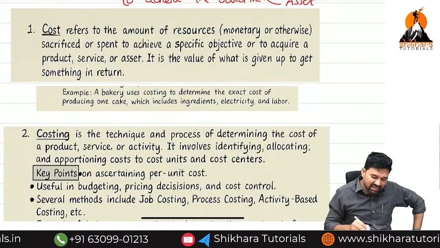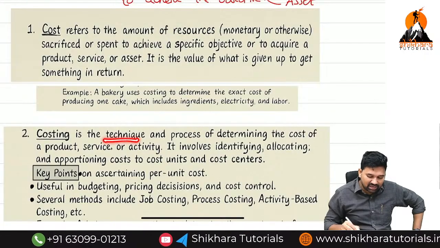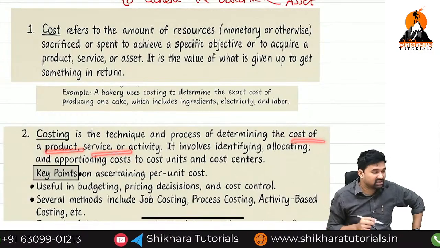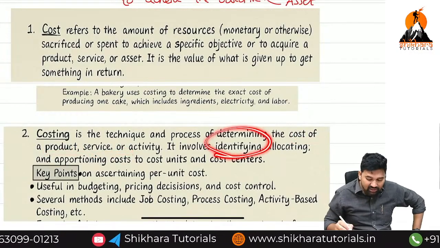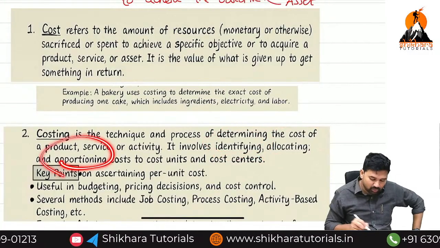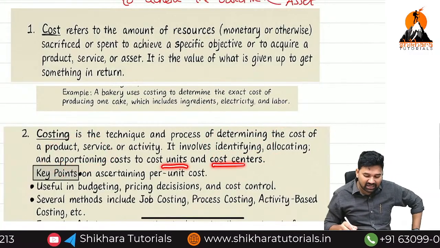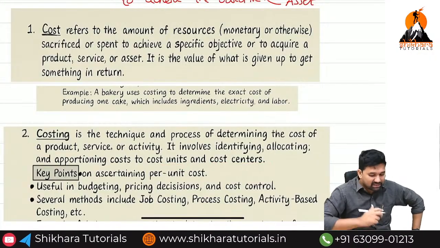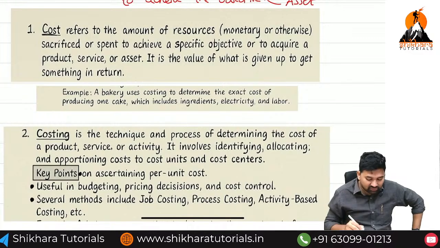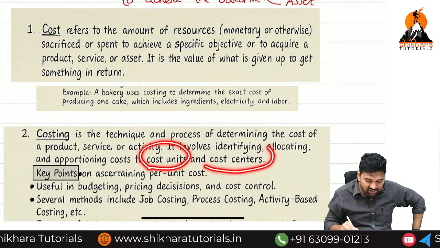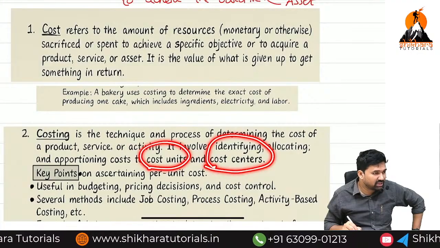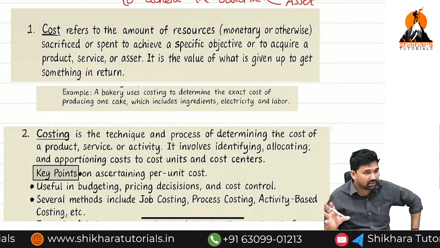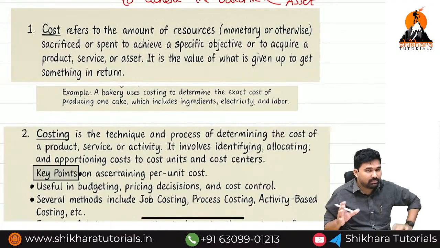So costing has a lot of techniques, for what? To determine the cost of a product or a cost of a service. It involves identifying the cost, allocating the cost, and apportioning cost to cost units and cost centers. Cost units as well as cost centers. There is a dedicated definition for cost unit as well as cost center, which I am going to tell in coming days: what is cost unit and what is cost center. This is a broad definition.